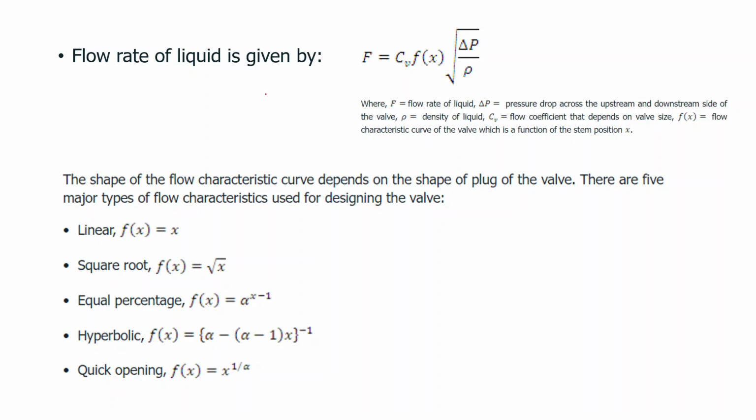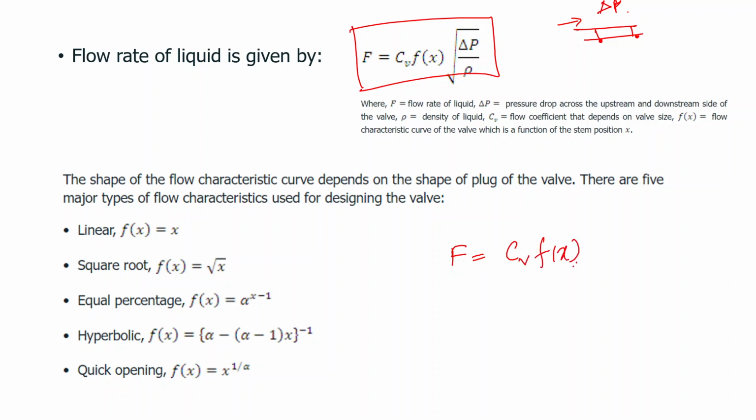Now, if a fluid is passing through the pipe, let's consider two points, and the pressure drop across the pipe, let's take it as delta P. Then the flow through the pipe can be written using this equation. The flow through the pipe will be equal to the valve coefficient Cv, times f(x), the flow characteristic curve of the valve, times the square root of delta P upon rho.